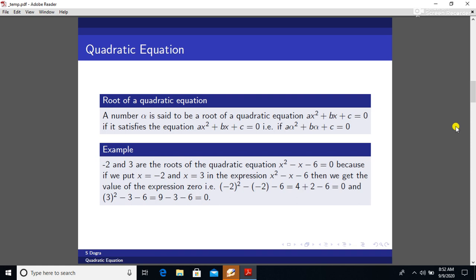I repeat that −2 and 3 are the roots of the quadratic equation x² − x − 6 = 0 because if we put x = −2 and x = 3 in the expression x² − x − 6, then we get the value of the expression 0. The corresponding calculations have been shown here.